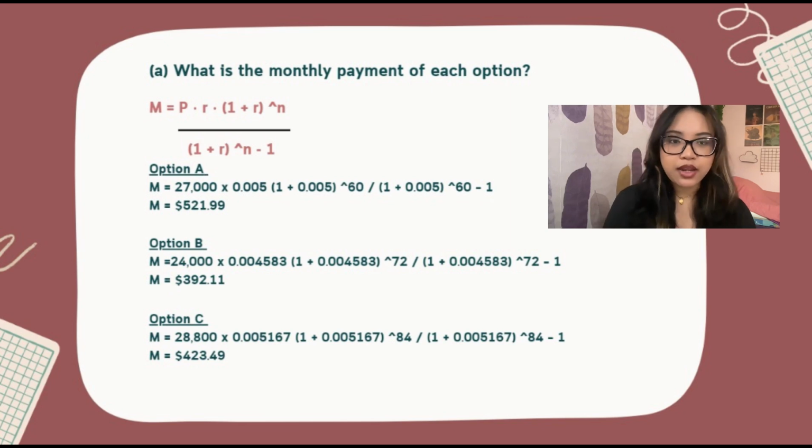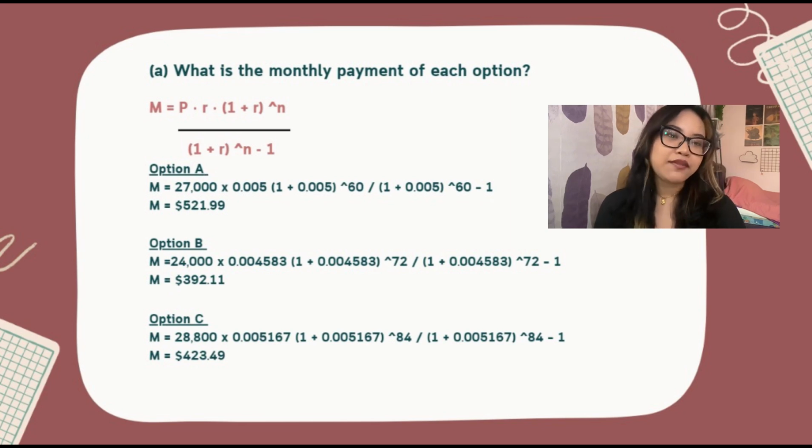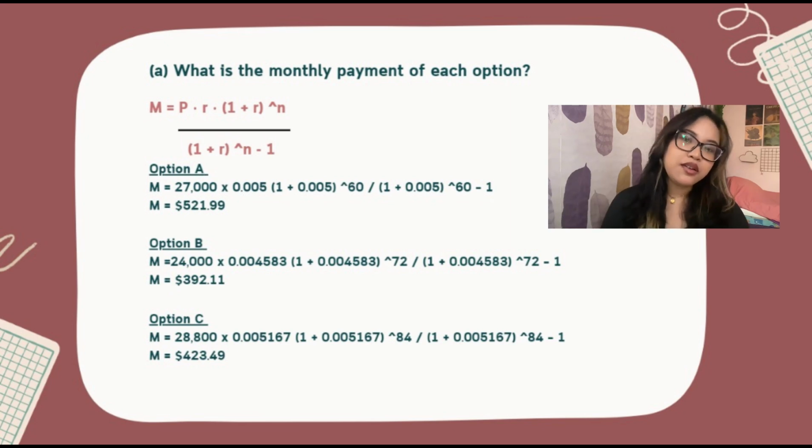For option B, the loan amount is lower at $24,000. The monthly interest rate is 0.004583, and the term is longer at 72 months. This results in a monthly payment of $392.11, which is the lowest among the 3 options. For option C, the loan amount is $28,800.